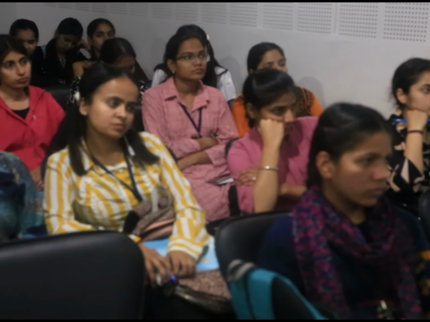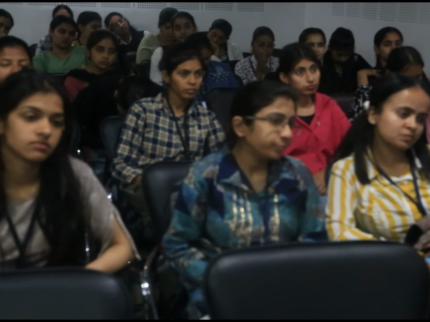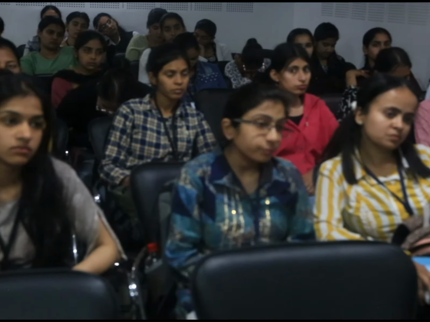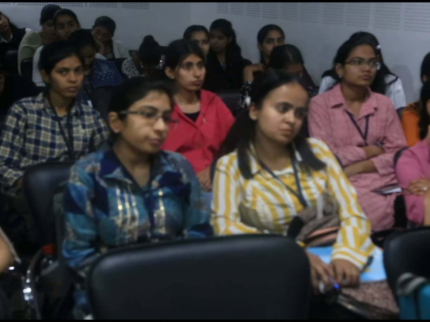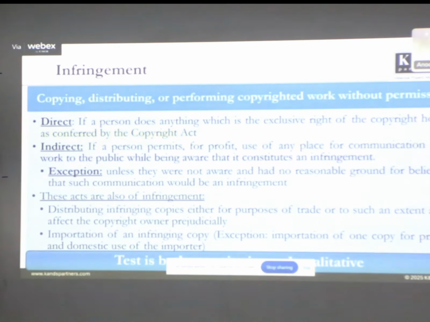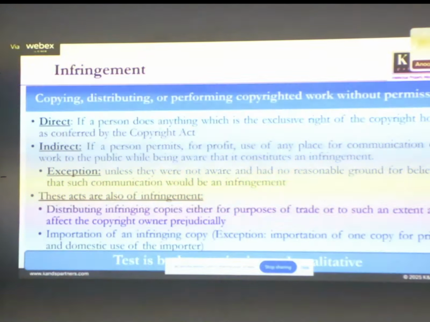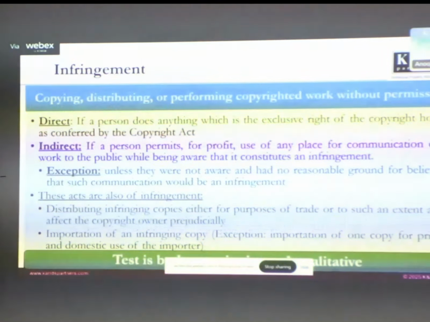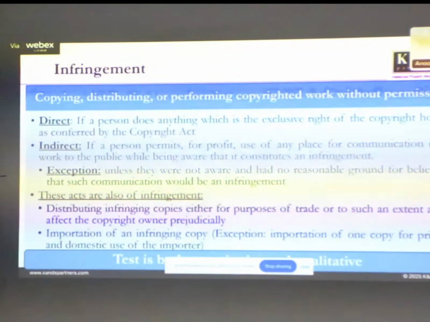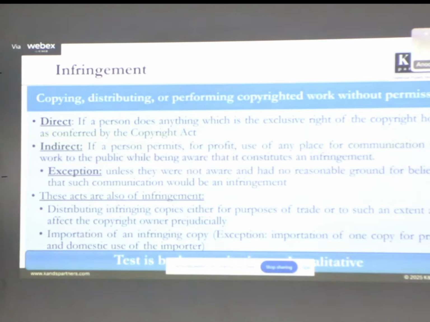Now let's come to infringement, violation of copyright. So when does someone's copyright get infringed? In simple terms, what is infringement? Copying, distributing, or performing anybody's copyrighted work without their permission is infringement. It can happen in two ways. It can either be direct or indirect.